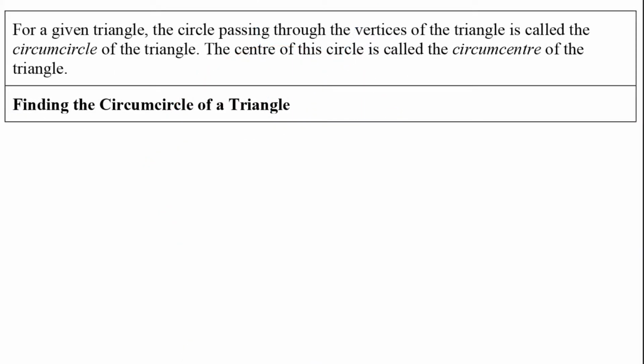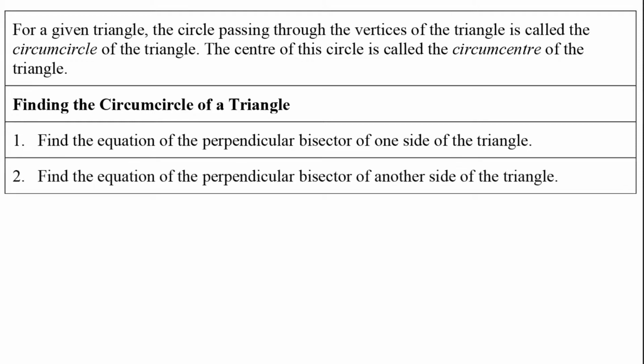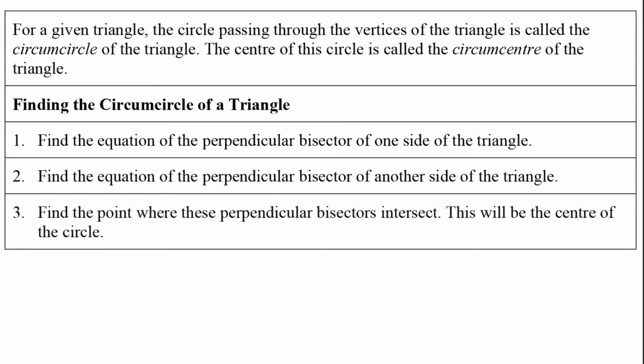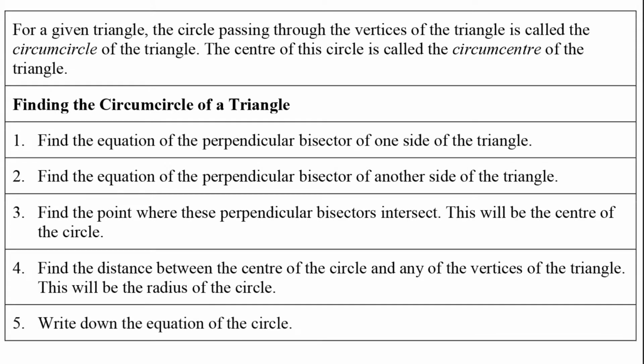So we have a formal method to find the circumcircle of a triangle. Firstly, we can find the equation of the perpendicular bisector of one side of the triangle. Then we can find the equation of the perpendicular bisector of another side of the triangle. We find the point where these perpendicular bisectors intersect, and that will be the centre of the circle. We find the distance between the centre of the circle and any of the vertices of the triangle. This will be the radius of the circle. Now that we know the coordinates of the centre of the circle and the radius of the circle, we can write down the equation of the circle.